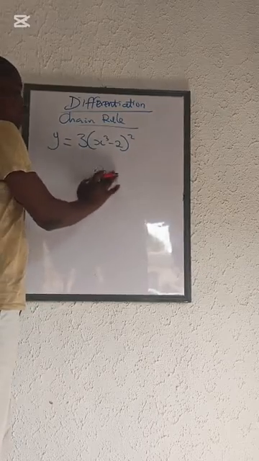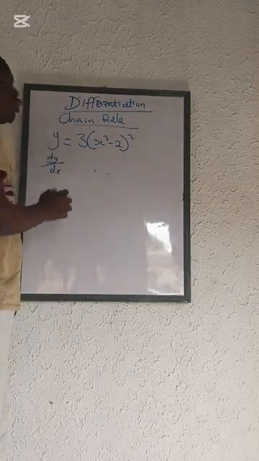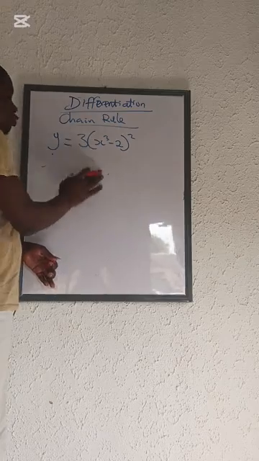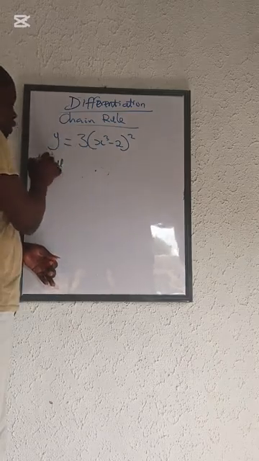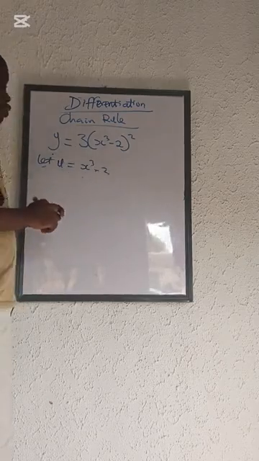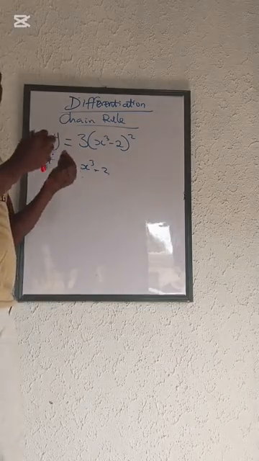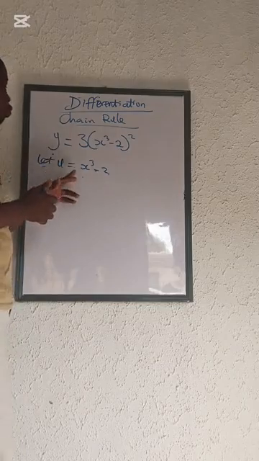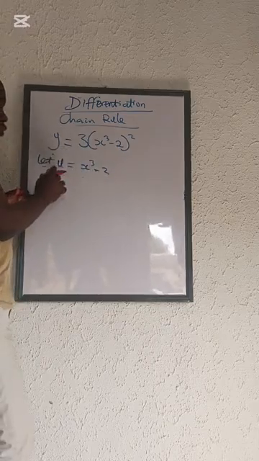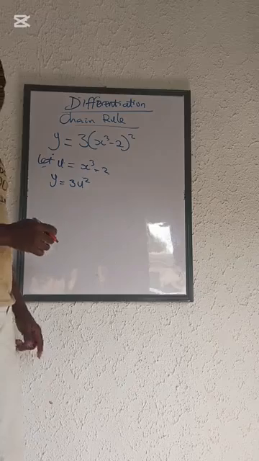Chain rule. I know normally your differentiation is supposed to be dy dx, but we are going to introduce something, right? We are going to make this u, let u equals x raised to power 3 minus 2. You can use u, you can use t, you can use anything, but most times u and t are the common ones that are being used. So if we use u equals x raised to power 3 minus 2, it means that your y will now be what? 3u squared. Do you see it?